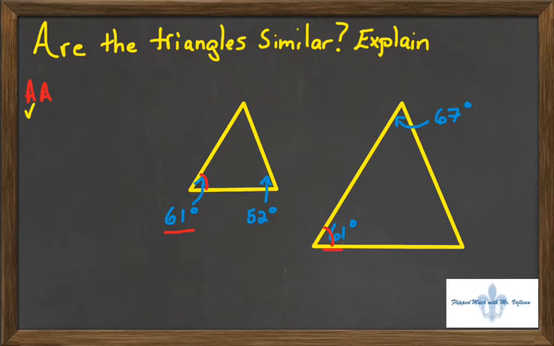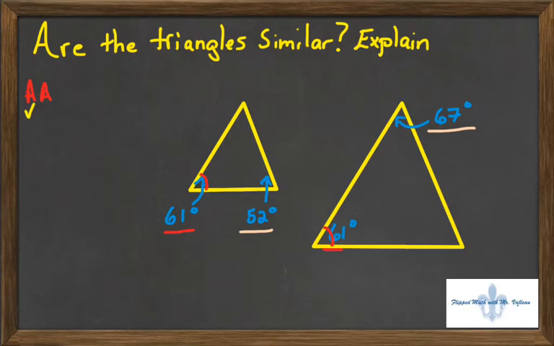Now the trick then is to see if there is another angle that will match. We don't have all three angles measured yet. In the larger triangle, we have 67 degrees. And in the smaller triangle, we have 52 degrees. So let's see if we can find this third angle.